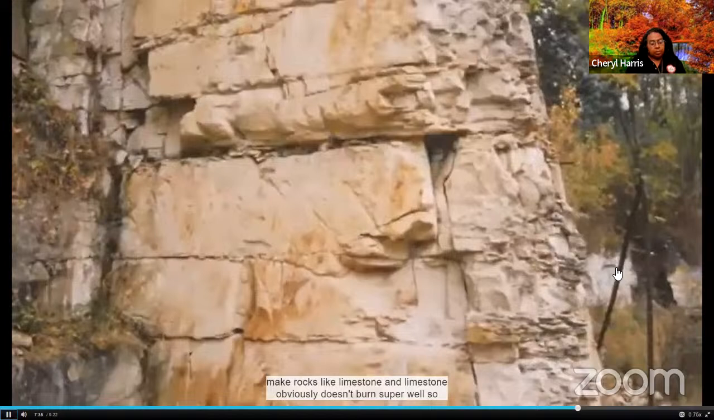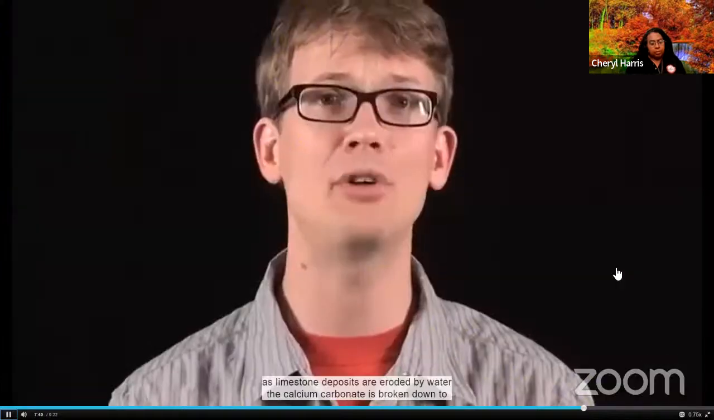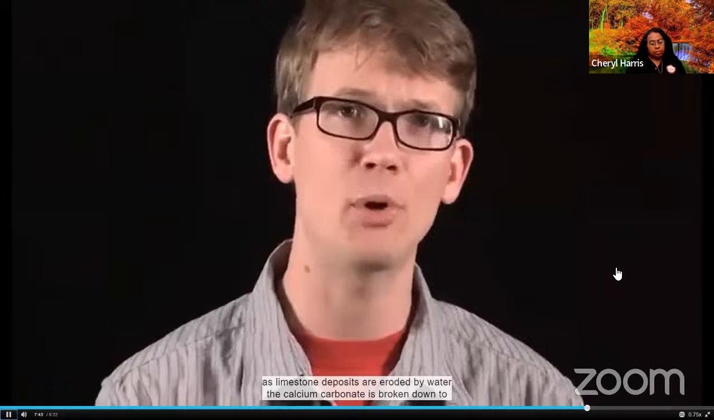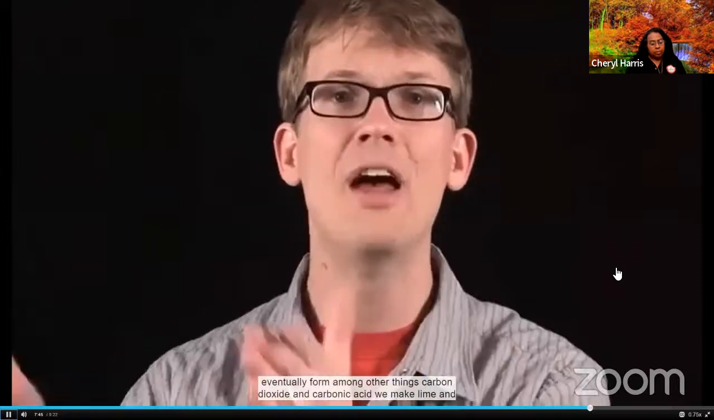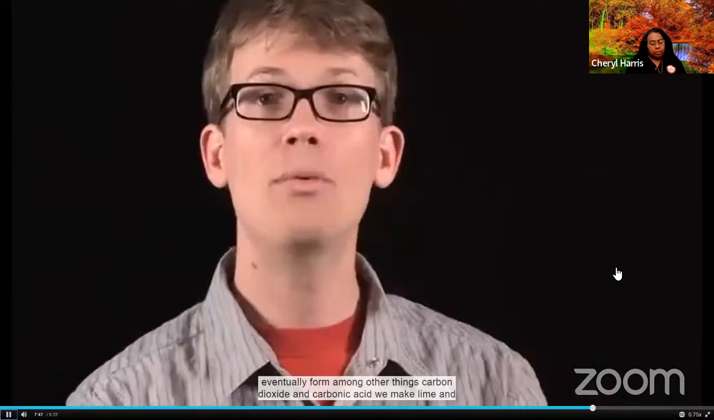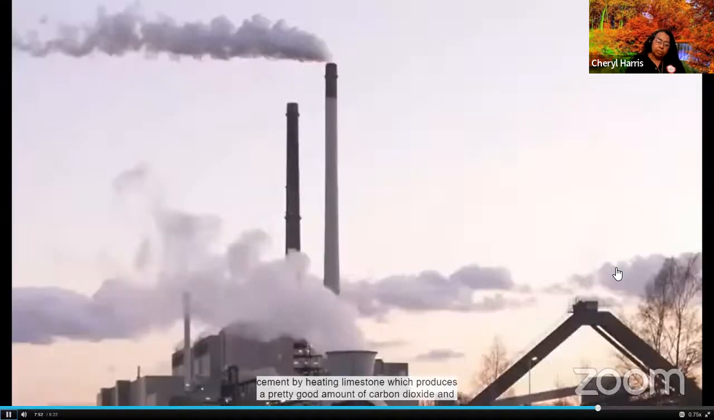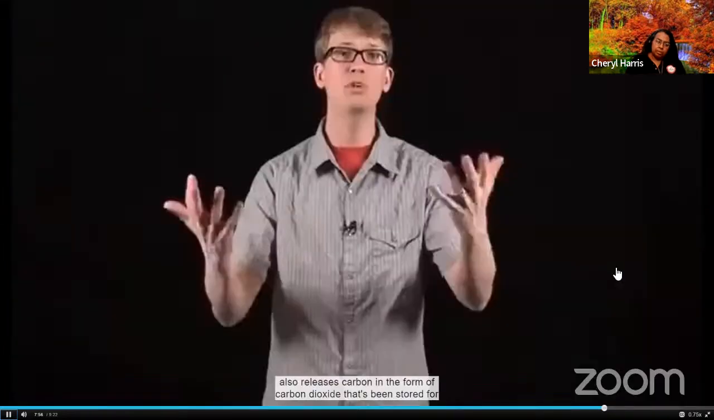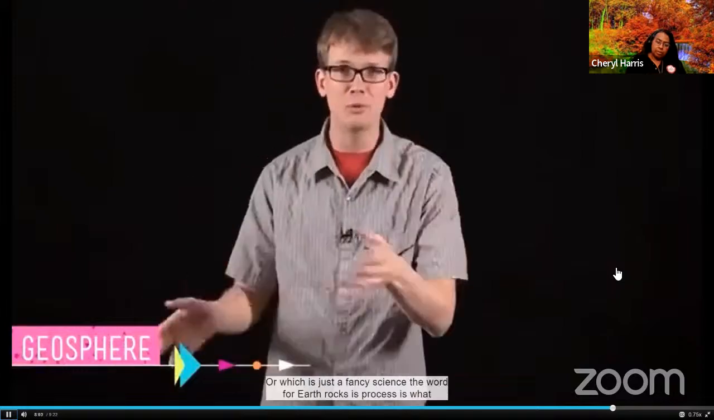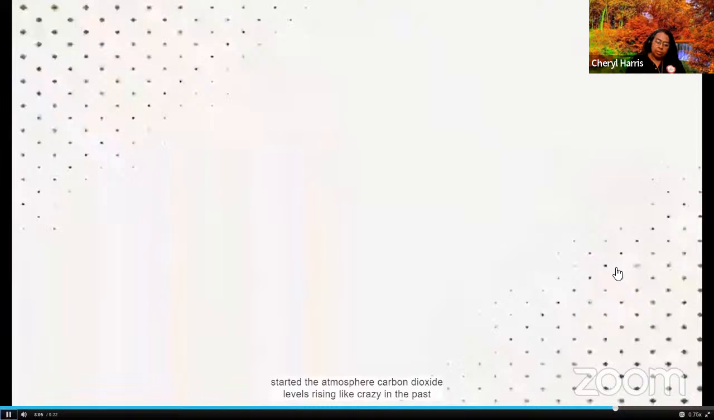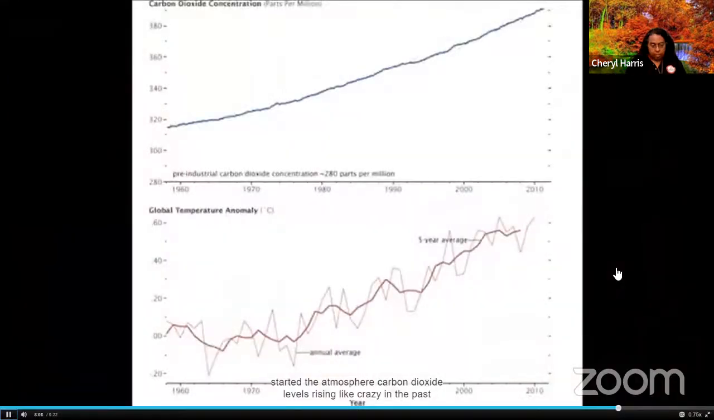Now, limestone obviously doesn't burn super well, so it's not considered a fossil fuel, but as limestone deposits are eroded by water, the calcium carbonate is broken down to eventually form, among other things, carbon dioxide and carbonic acid. We make lime and cement by heating limestone, which produces a pretty good amount of carbon dioxide. And when we burn fossil fuels such as coal and petroleum products and natural gas, it also releases carbon in the form of carbon dioxide that's been stored for hundreds of millions of years in the geosphere, which is just a fancy sciencey word for Earth rocks. This process is what started atmospheric carbon dioxide levels rising like crazy in the past couple hundred years.